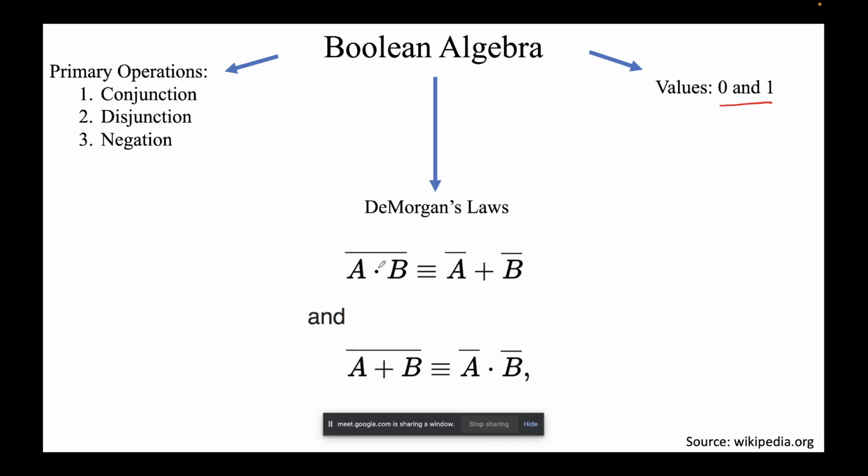A dot B denotes AND. So (AB) whole bar is nothing but A bar plus B bar. Bar means negation. The second De Morgan's law is (A plus B) whole bar, where plus denotes OR gate. (A plus B) whole bar can be written as A bar dot B bar. These are arguably the two most common properties that we encounter solving Boolean algebra.